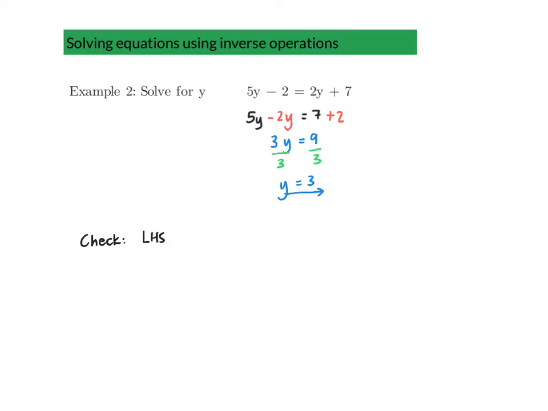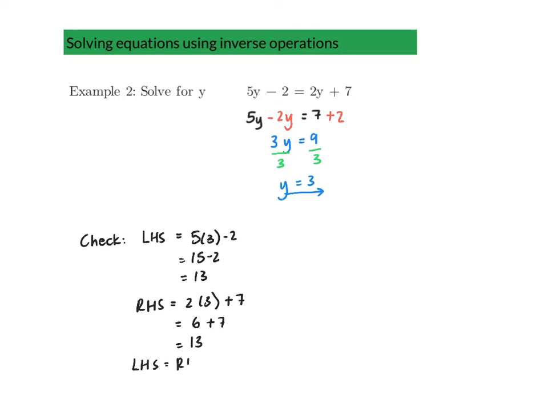Now in this case, my left and right both have y's in them. So if I substitute in the left-hand side, y is 3, I get an answer of 13. And if I substitute on the right-hand side, 2 times 3 is 6, plus 7, I also get 13. Which means that y is equal to 3 is the correct answer to this equation.